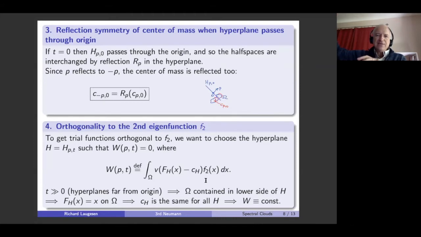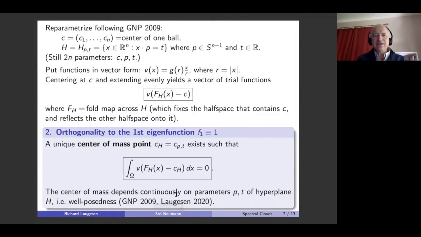And in that case, remember, that's the side of the hyperplane that's not affected by the fold map. The fold map is just the identity there. So in that case, we claim that the fold map is just the identity. And coming back to where we define the center of mass condition, if the fold map here is just the identity, then we can see we choose the same center of mass point no matter what H is.